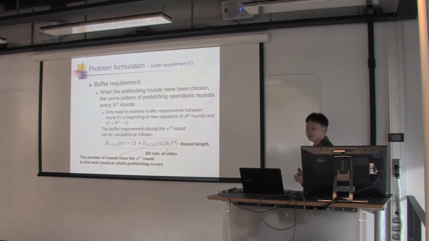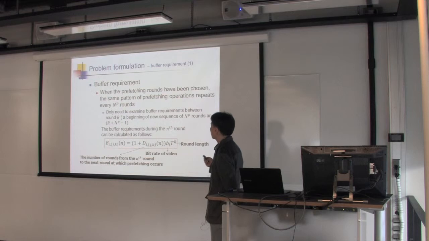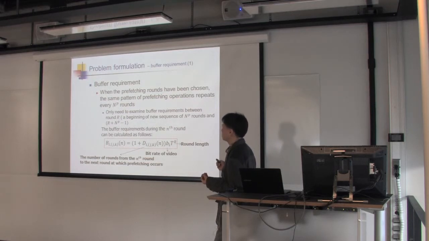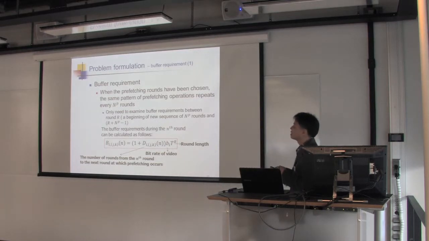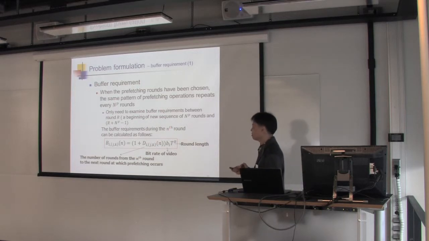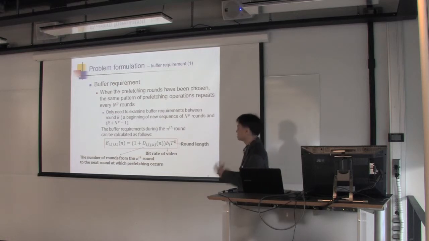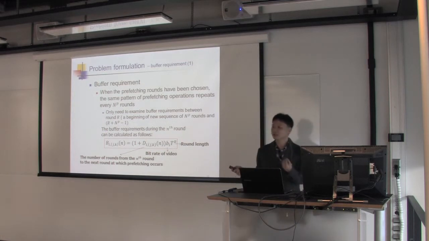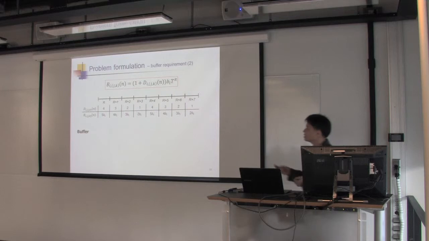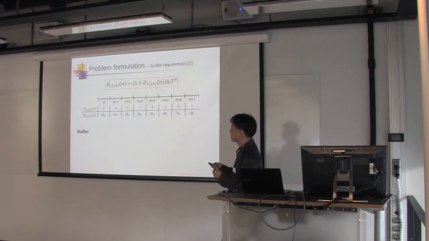Now let me calculate the buffer requirement. When the prefetching round has been chosen, the same pattern of prefetching operation repeats every NP rounds. So you only need to examine the buffer requirement between the beginning of a new sequence of NP rounds and the end of the sequence of NP rounds. The buffer requirement during the nth round can be calculated as follows. Now let me explain how this equation can be established in the next slide. Using this equation, we can obtain the result as can be seen in this table.